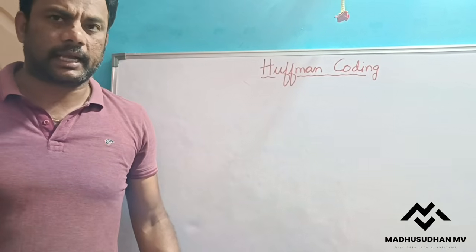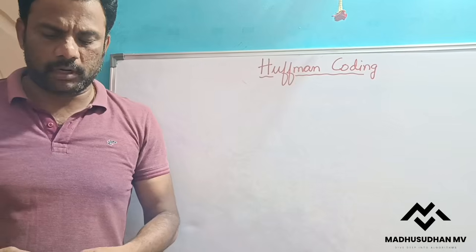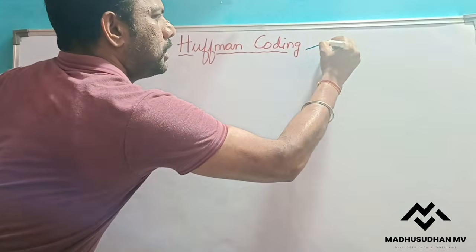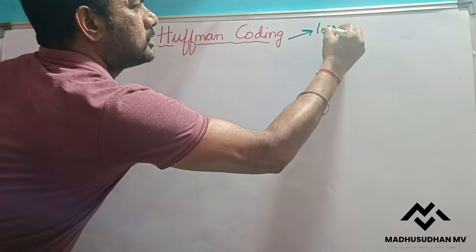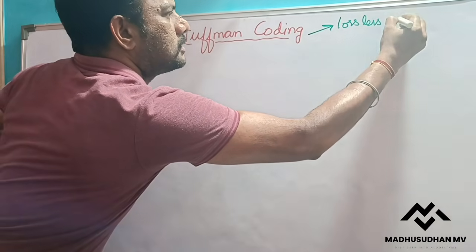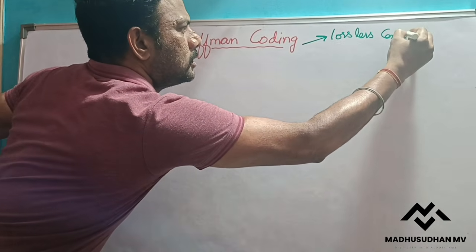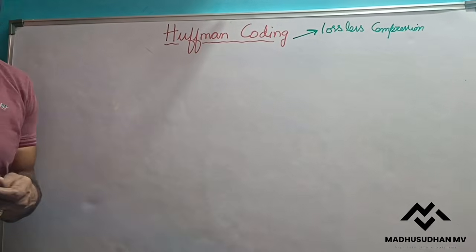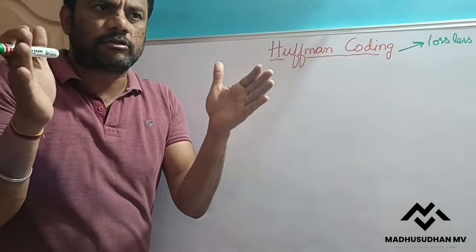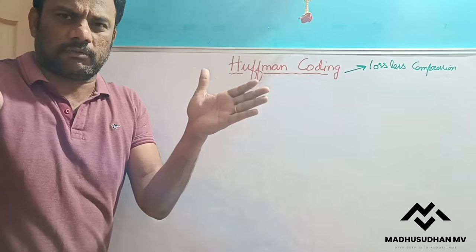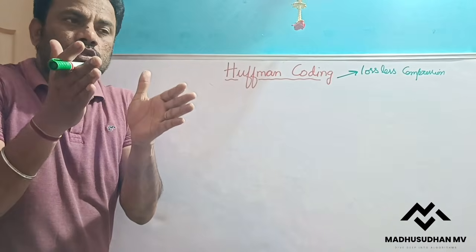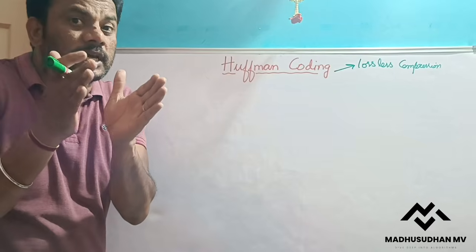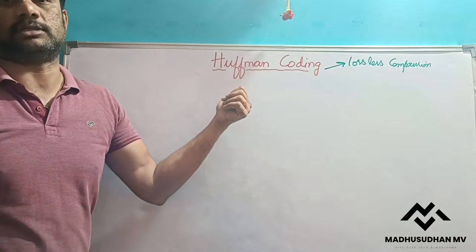One popularly used technique is called Huffman coding. This Huffman coding is a lossless compression technique. Lossless means that when we reduce the size of the file from 1 GB or whatever to a smaller size, the original data will remain the same, only the size changes. That is the beauty of this concept.